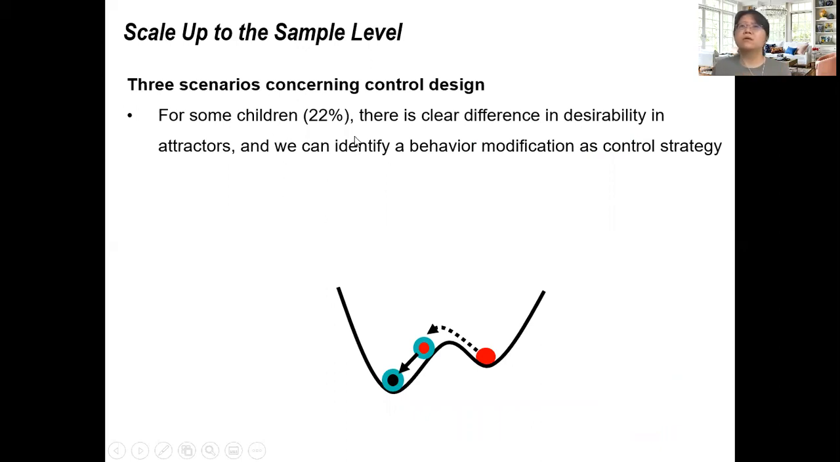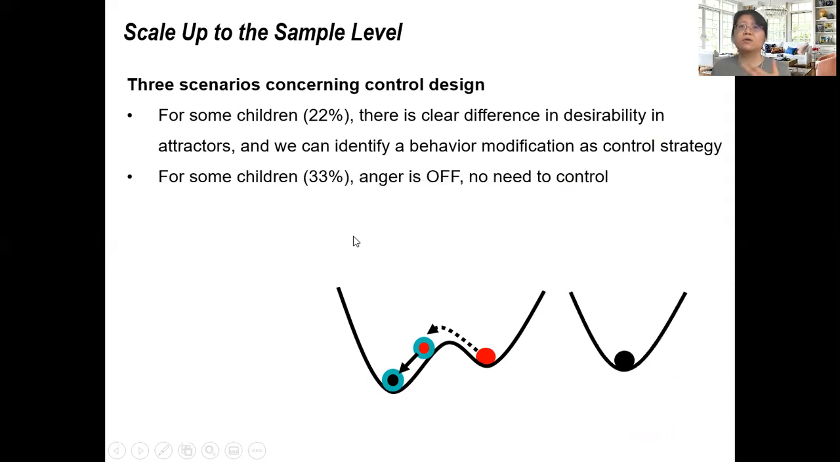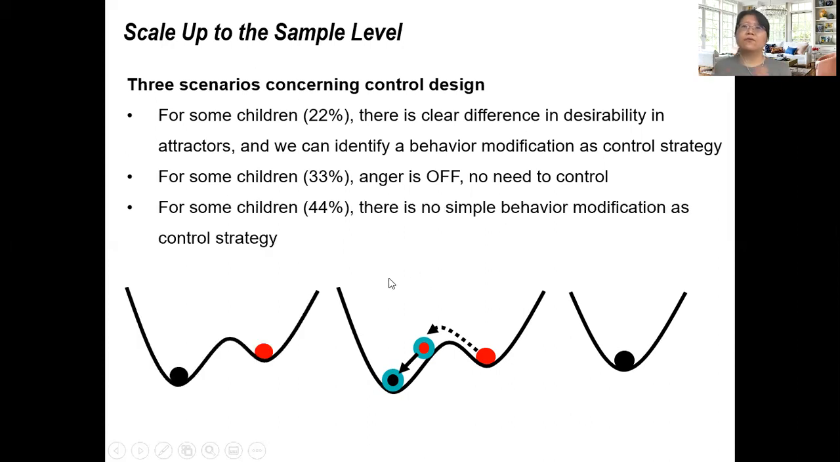For roughly a quarter of the children, there's a clear difference in the desirability of attractors, just like the case we were showing you before, and we can identify behavior modification as a control strategy. For a third of the sample, anger is mostly off, so children's anger is not elicited or rarely elicited from this experimental paradigm. They're well regulated by themselves at this age already, so there is no need for control. And for the rest of the sample, there's no simple behavior modification we could find as a control strategy.